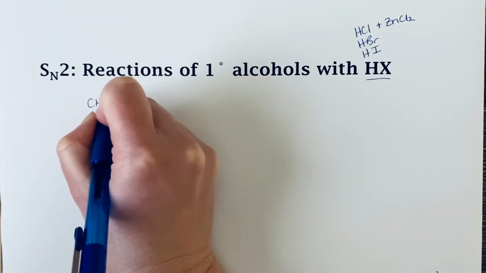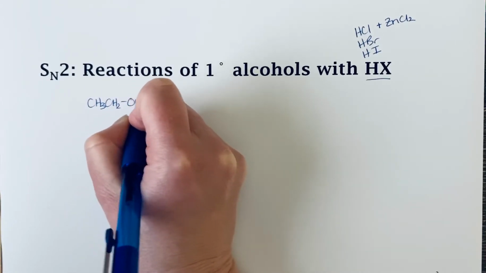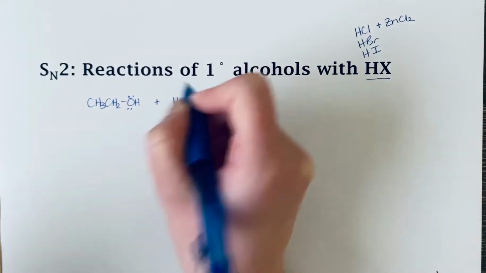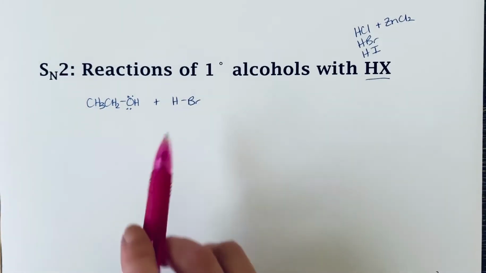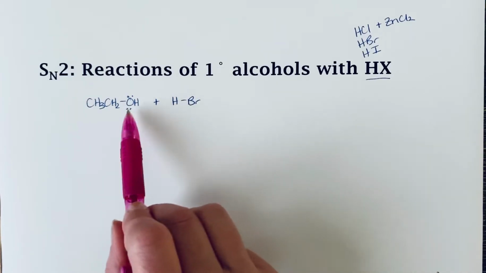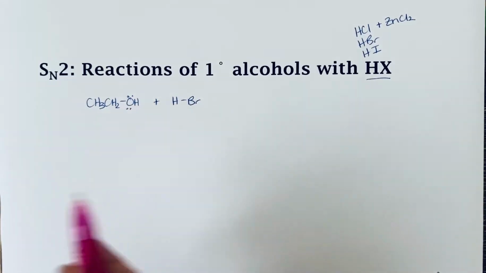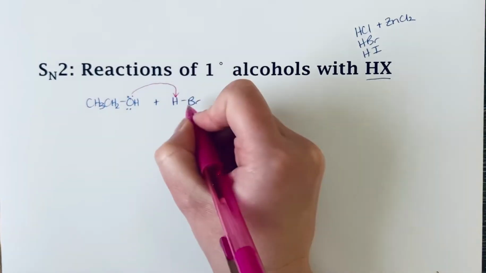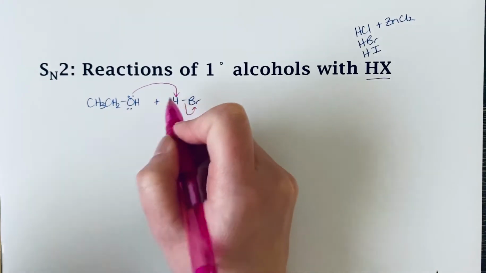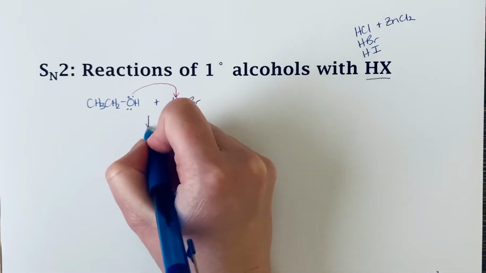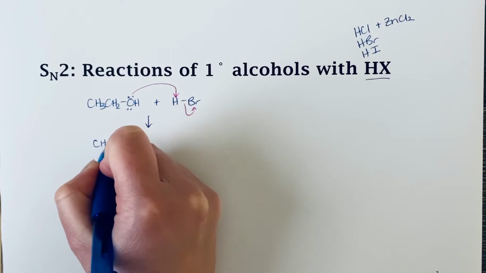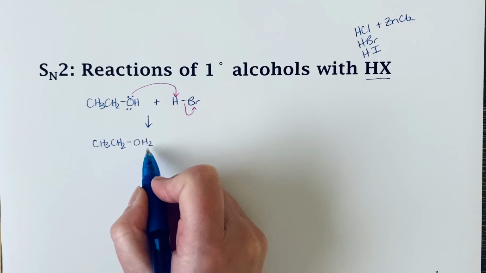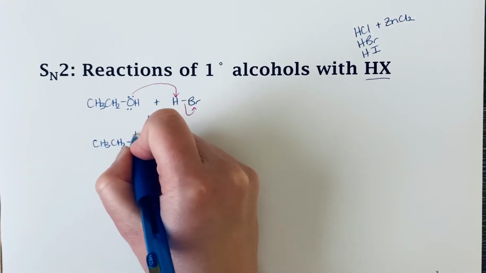If we have a primary alcohol, something like ethanol, and we react this with hydrobromic acid, the first thing that's going to take place is the acid-base reaction between the alcohol and the HBr. This alcohol oxygen is a good base. It's got lone pairs of electrons, and so it will attack and pick up that acidic proton. This first step is a pre-step to the substitution reaction. We're adding an extra hydrogen to this oxygen so that it now has a positive charge.